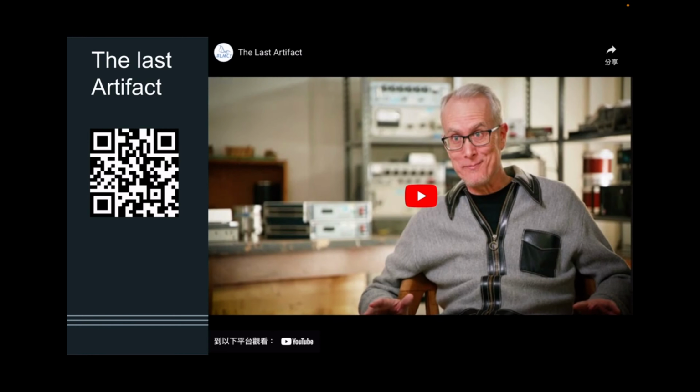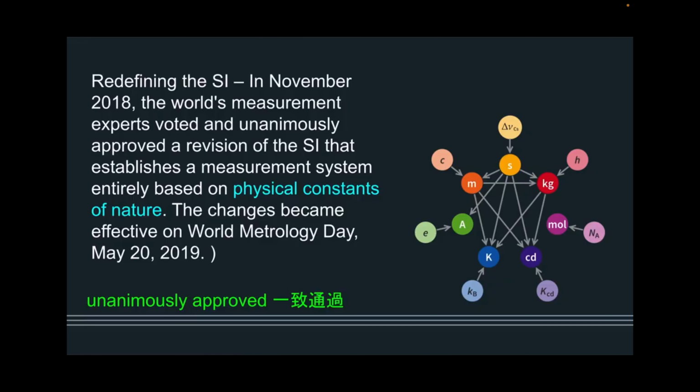Okay, if you are interested in the last artifact, I mean the prototype, you can scan this QR code and see the movie. It's about 1 hour. I think it's interesting because a lot of scientists worked on it and replaced it to use the Planck constant to define kilogram.